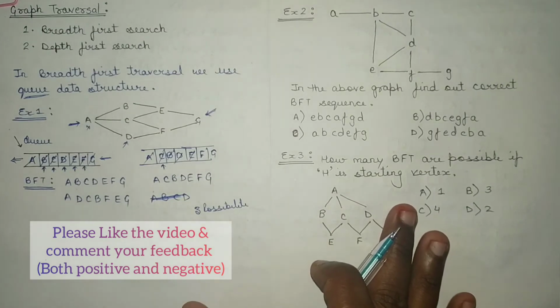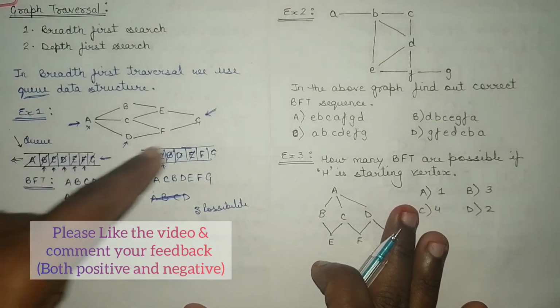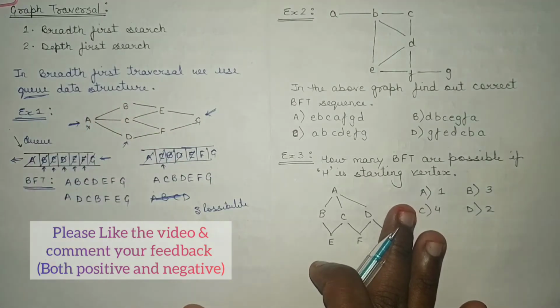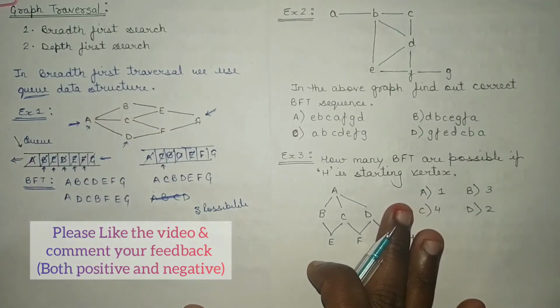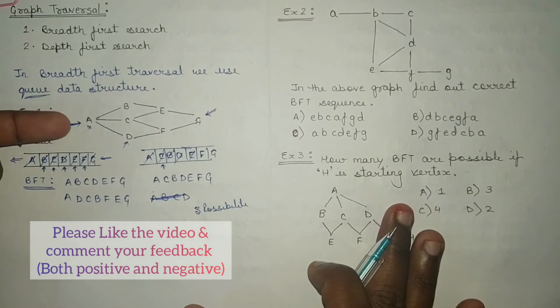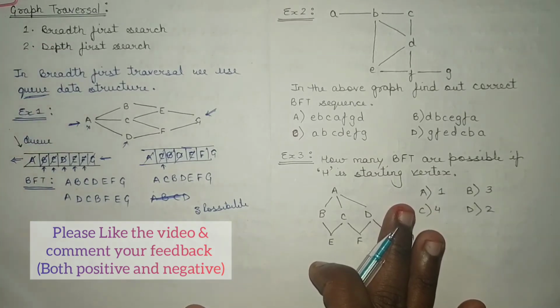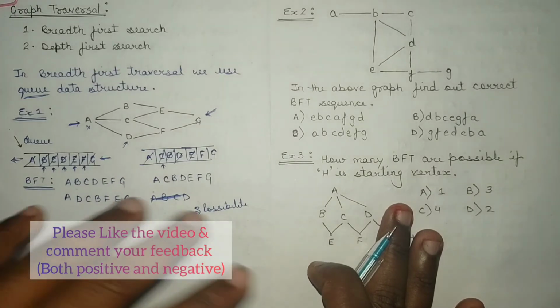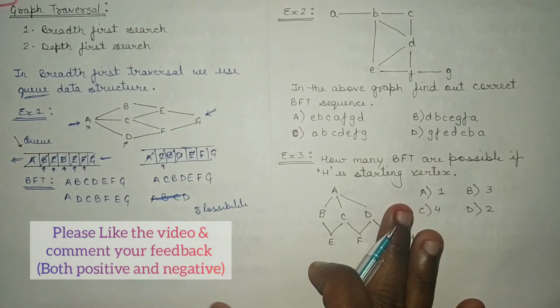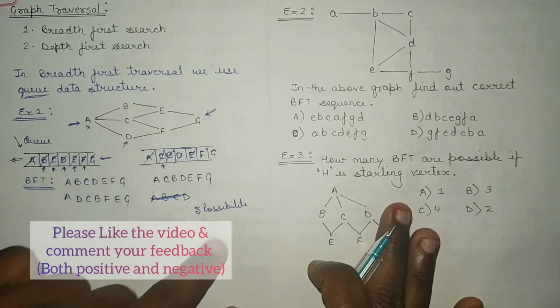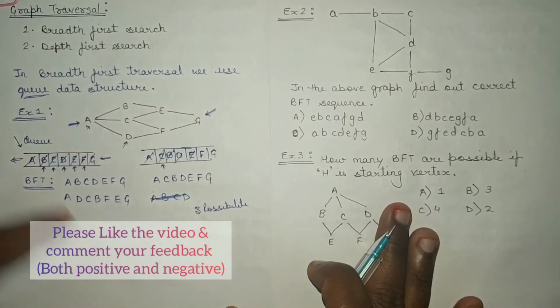Now what kind of questions can be asked in your exam? They can give you a particular graph and they can ask you that how many possibilities are there if you are starting from a node A or B or any other node. Then you have to find out all the possibilities and they will be giving you the options like 1, 2, 3 and 4. So if they are asking from A, 3 will be the right answer. Similarly, you can find out for any starting node.